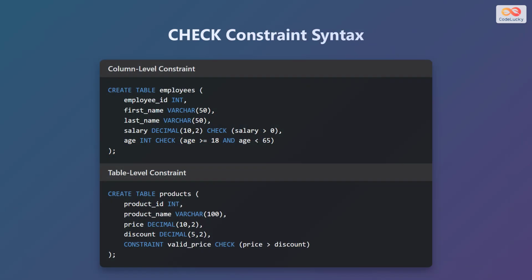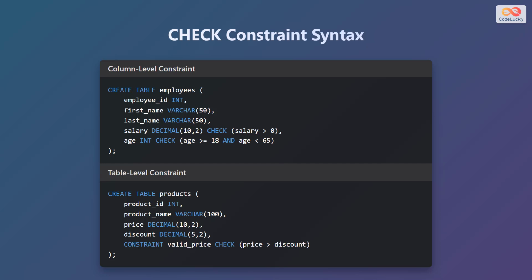Let's look at the syntax for column-level constraints. To add a check constraint at the column level, you define it directly within the column definition. Here is an example. Create a table named Employees with columns like EmployeeID of integer type, first name and last name of variable character type with a length of 50. Then we have Salary, which is a decimal with a length of 10 and 2 decimal places, and add a check constraint which validates if the salary is greater than 0. Finally, we have Age of integer type with a check constraint to validate if age is greater than or equal to 18 and age is less than 65.